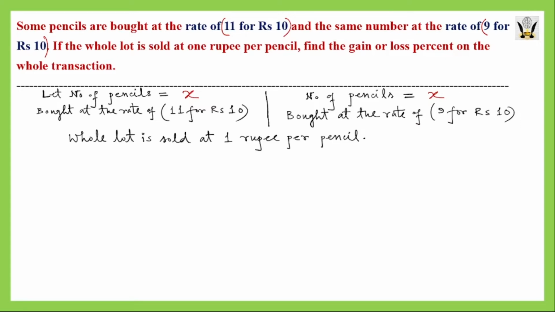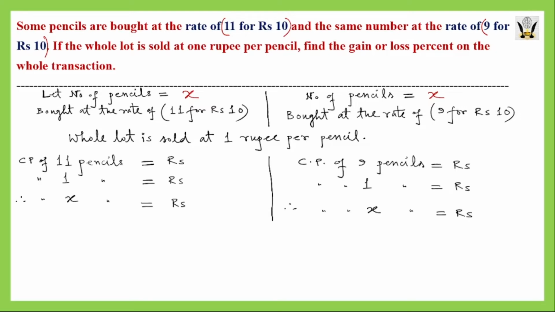And finally, when the whole lot is sold at 1 rupee per pencil, we have to find how much the gain or loss percentage will be on the whole transaction.